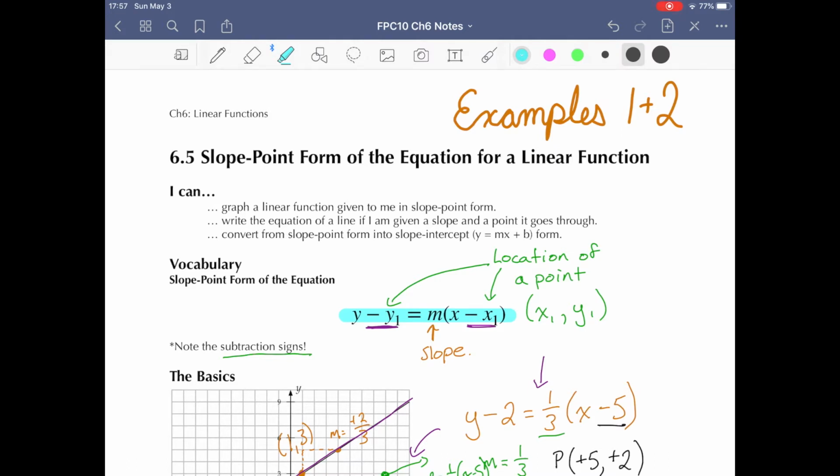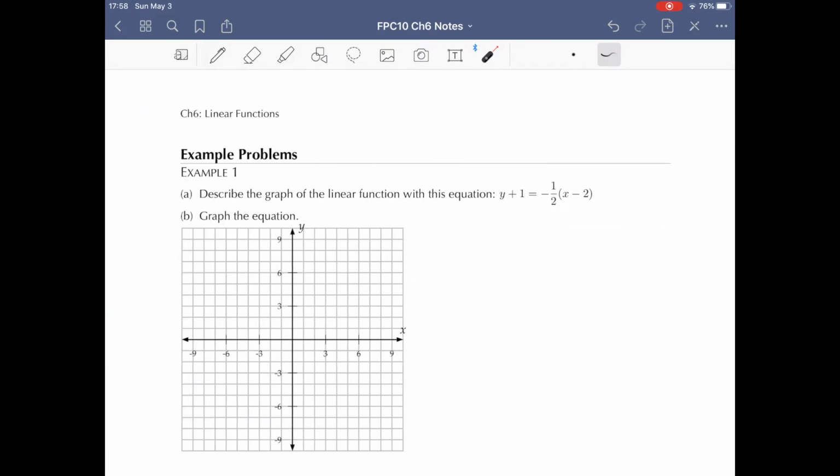I mix them up. Write the equation of a line if you're given a slope and a point. Convert from slope point form into slope intercept form, so y equals mx plus b. Remember to note the subtraction signs. It's negative y1 here, so it's positive y1 there. It's negative x1 there, so it's positive x1 there. You switch the signs around. Let's go to examples 1 and 2.